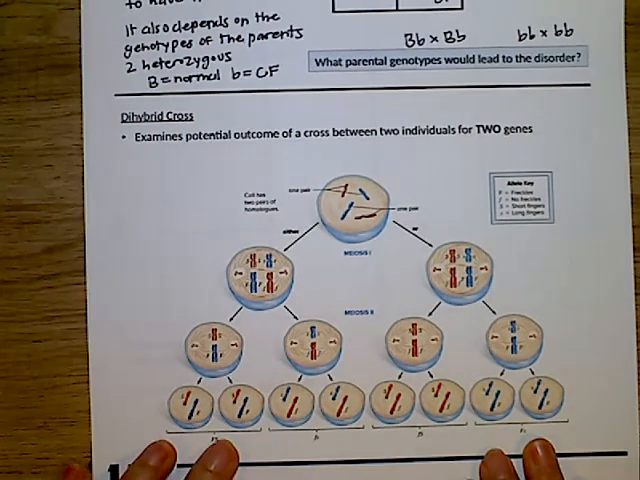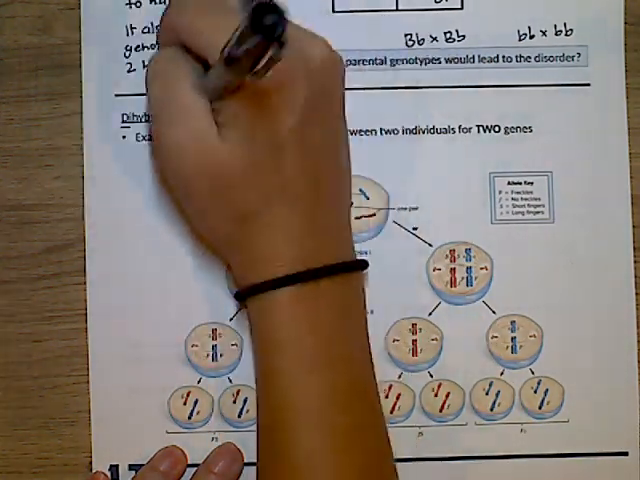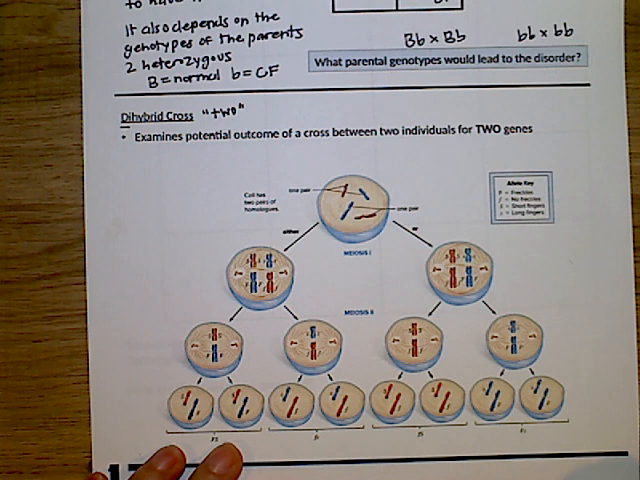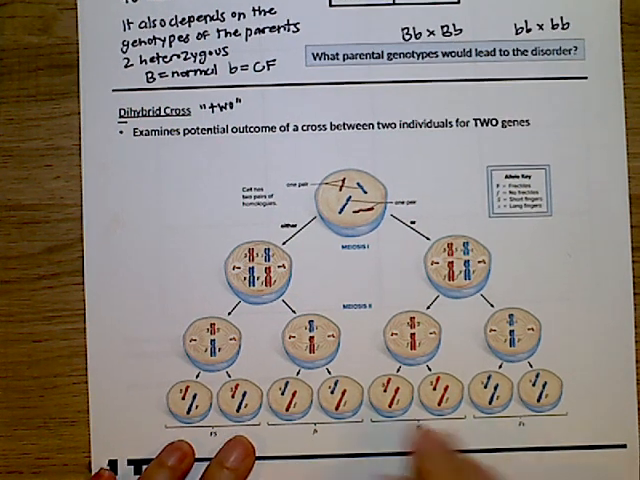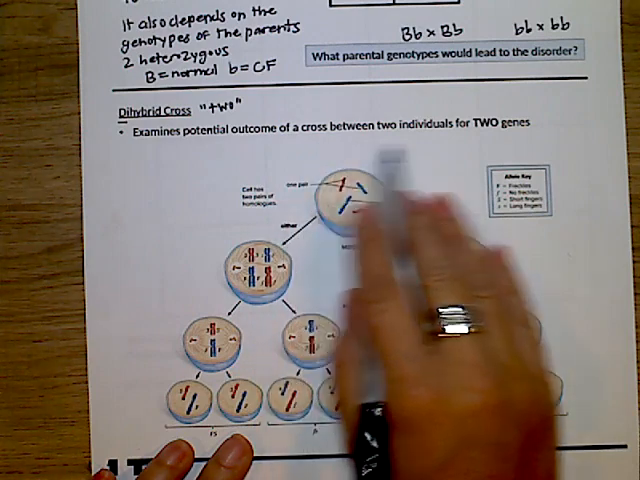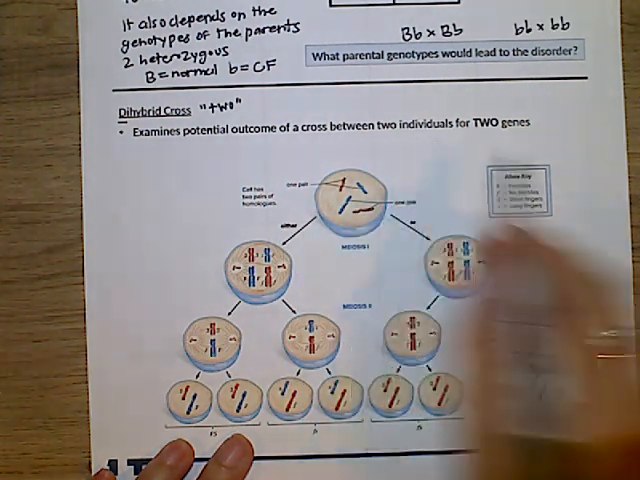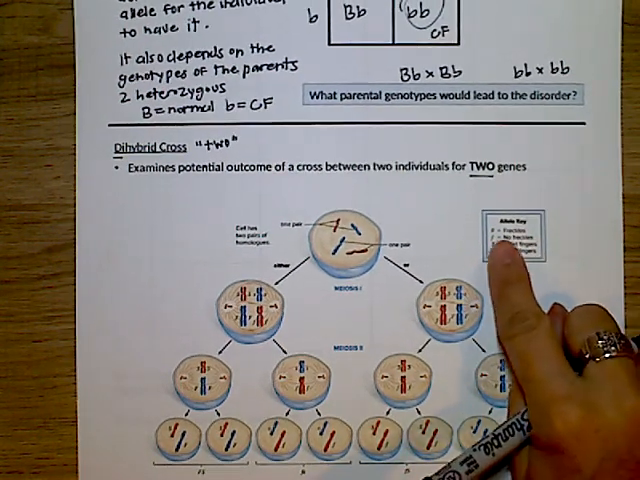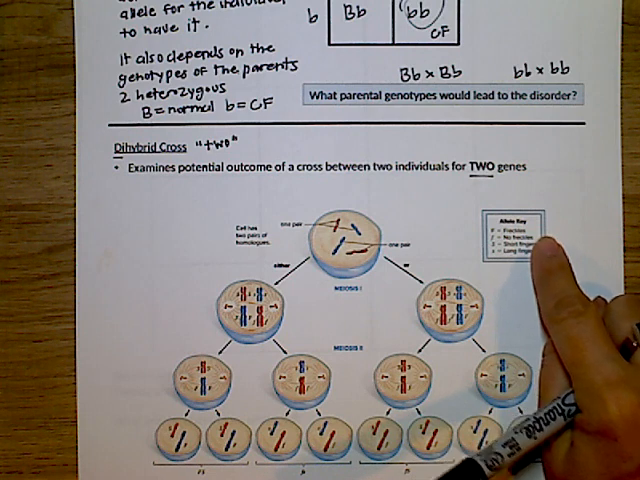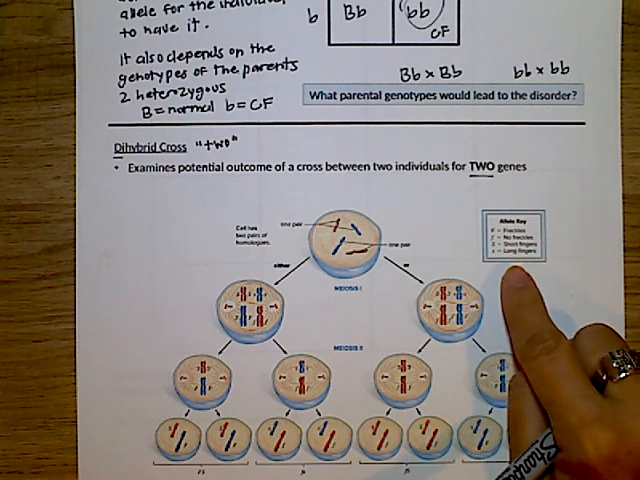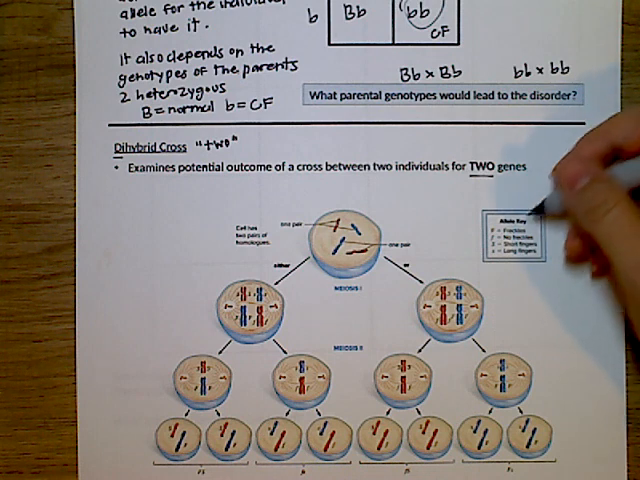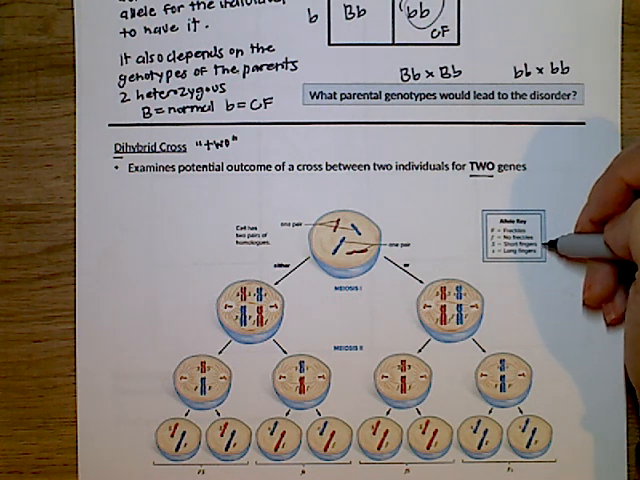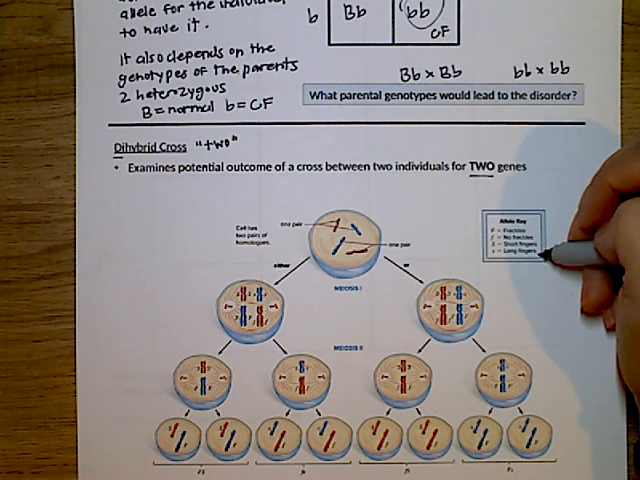So if you thought it couldn't get any more complicated, we're going to do a dihybrid cross. Di means two. We were previously doing monohybrid crosses with just looking at one gene, but this examines potential outcome of a cross between two individuals for two different genes. So we're going to look at the gene for freckles, whether freckles are present or not, and then short fingers versus long fingers. So according to this key, freckles are dominant to not having freckles, and having short fingers are dominant to having long fingers.